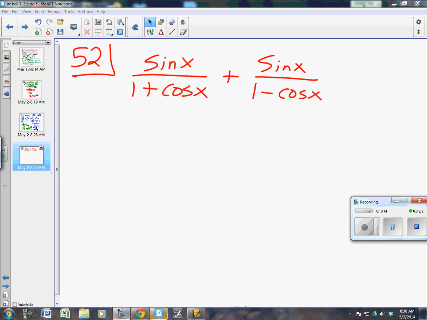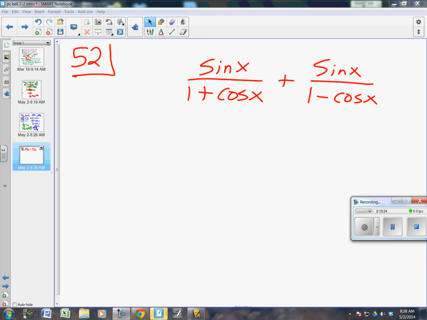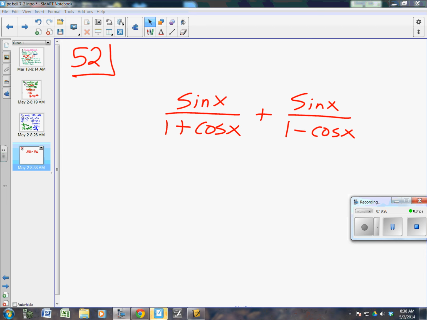All right, hey guys, 52 is an interesting problem. You're going to see some of these on your identities today. So kind of watch this. There's a trick. It's not really a trick. We just got to get a common denominator and add these together. Raise your hand if you can see what the common denominator is.